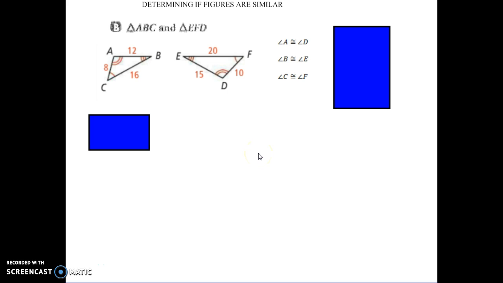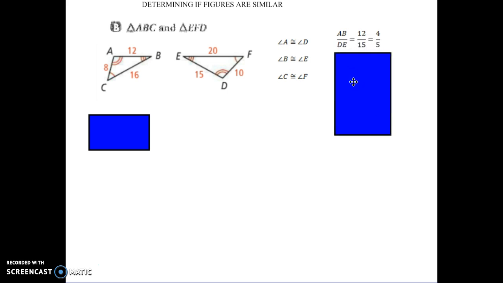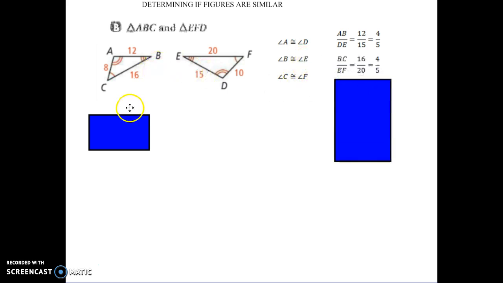So let's move to the sides. I'm going to do AB over DE first. AB is 12, DE is 15. So 12 divided by 15 simplifies to 4 over 5. That's our magic number right now. We're looking for 4 over 5. So let's go to BC over EF. BC is 16, EF is 20. So simplifying that would give us 4 over 5.